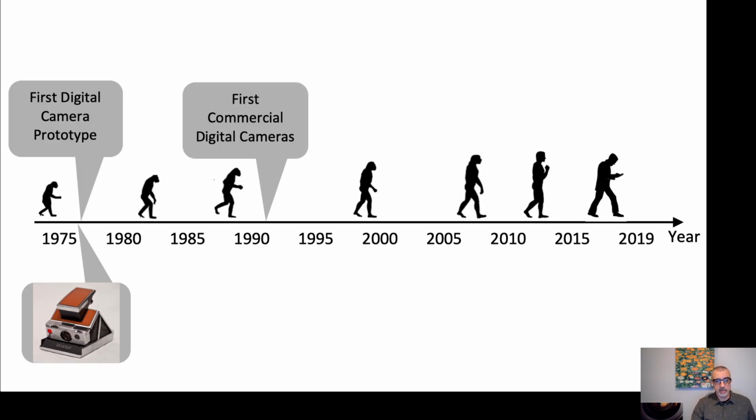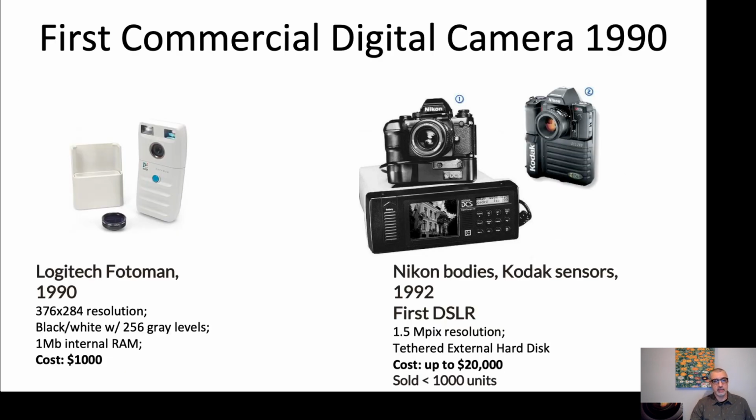So the first digital cameras, the first commercial digital cameras, not prototypes, took about 15 or 20 years to be made. And this is kind of what they look like. One of the interesting objects here to think about is this device called the Logitech Photoman. Very low resolution, black and white, 256 gray levels, cost $1,000. So you wouldn't be surprised to hear that it actually didn't sell very many units. The things on the right look more like the cameras that we have today, and these had Nikon bodies and Kodak sensors.